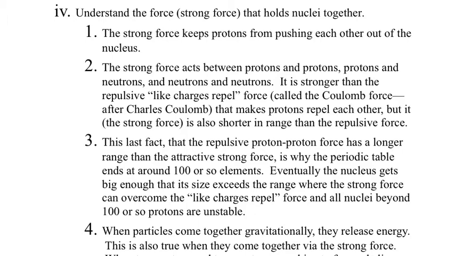It turns out that's because as you go up the periodic table, the nucleus has more and more particles in it, and they get bigger and bigger. And eventually, they exceed the range of the strong force. And so the repulsive forces are pushing the excess particles away in a way that the strong force can't overcome. And so the periodic table ends at about 100 elements or so.